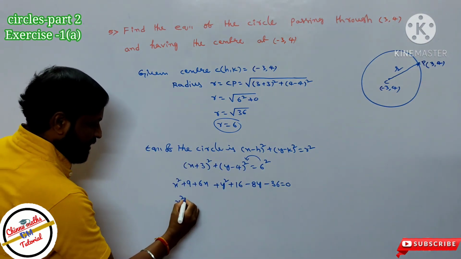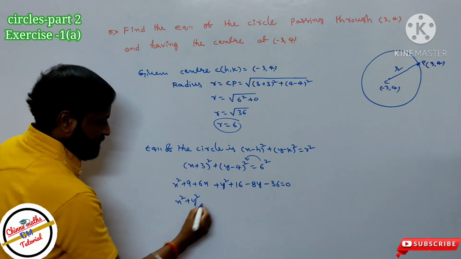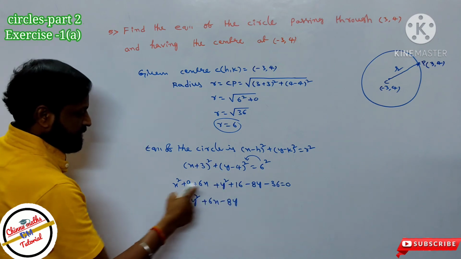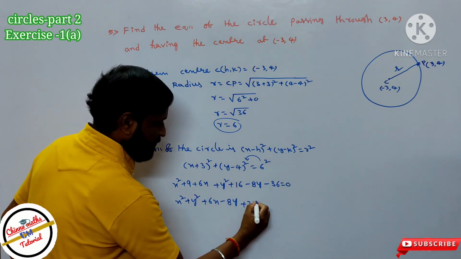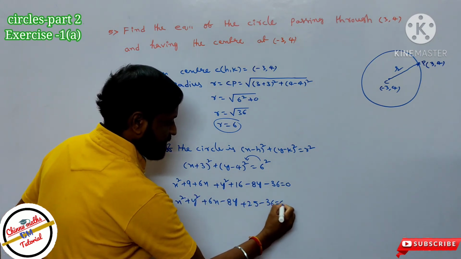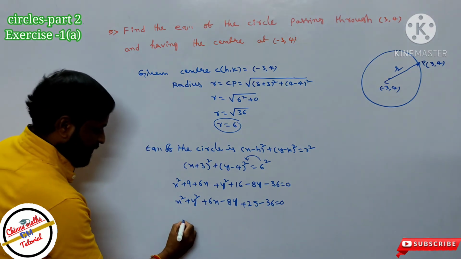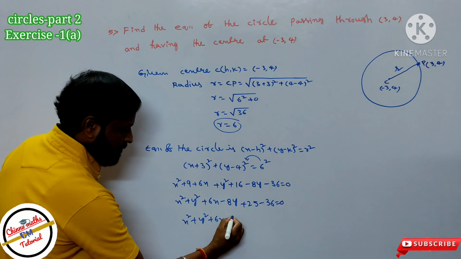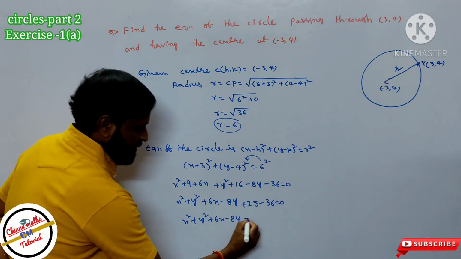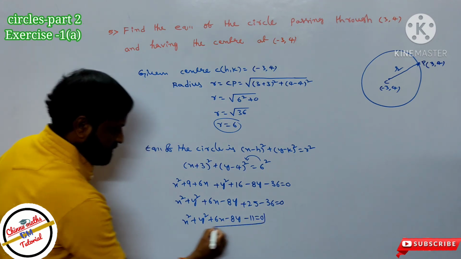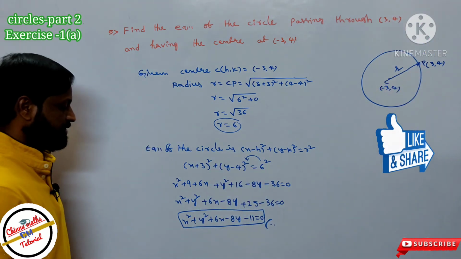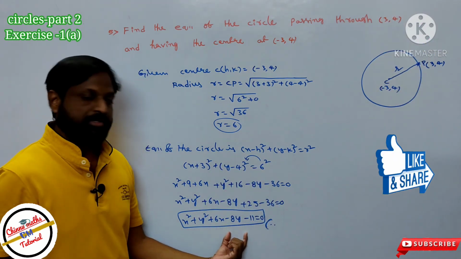Write in one order: x square plus y square plus 6x minus 8y, then 16 plus 9 is 25, 25 minus 36, equals 0. Then finally you have to write x square plus y square plus 6x minus 8y minus 11 equals 0. This is the required equation of the circle.